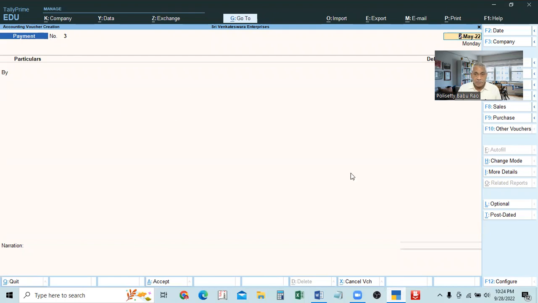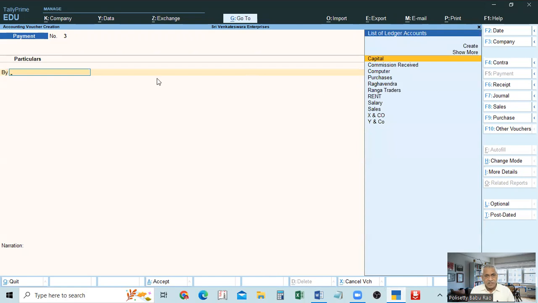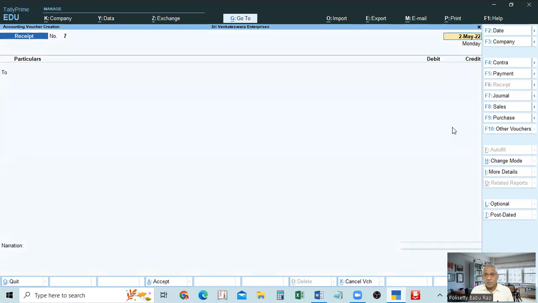Now we are checking the payment voucher. When you open that, by default it will show payment only. Suppose it is showing some other voucher, we have to select the payment voucher. F5 is the payment voucher. So click here, payment. That is the payment voucher, and it will open.